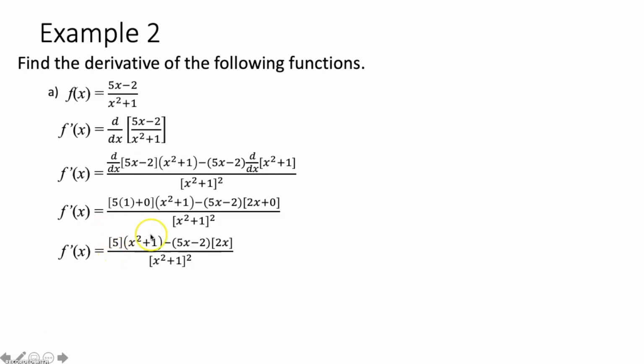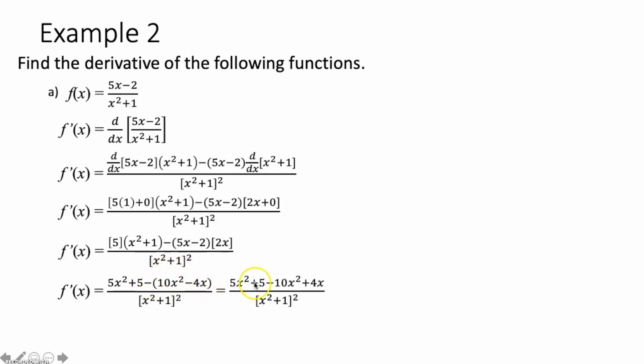Can I simplify this further? Yeah, I can distribute the 5 to the x squared and to the 1. Over here, I can distribute the 2x to the negative 2 and to the 5x. Now I can distribute this negative sign to the 10x squared and to the negative 4x. And can I simplify anything else? Yeah, I have two like terms here. We have 5x squared minus 10x squared. That's going to give you negative 5x squared. And then plus 4x plus 5. Nothing else simplifies. We are done.